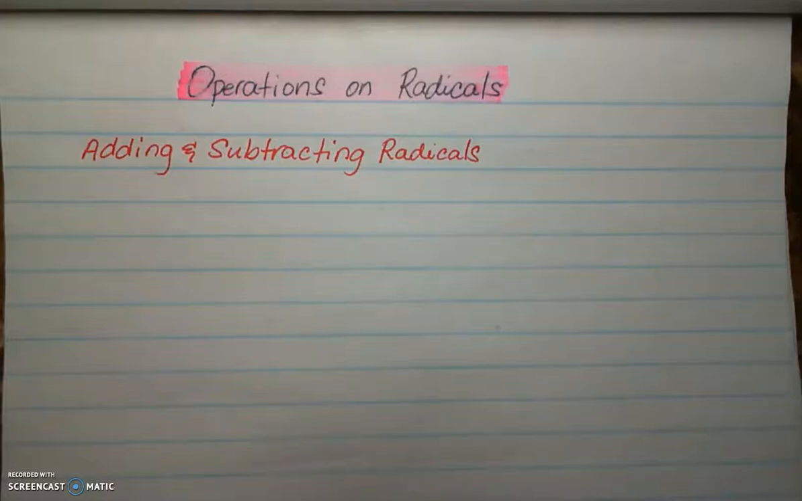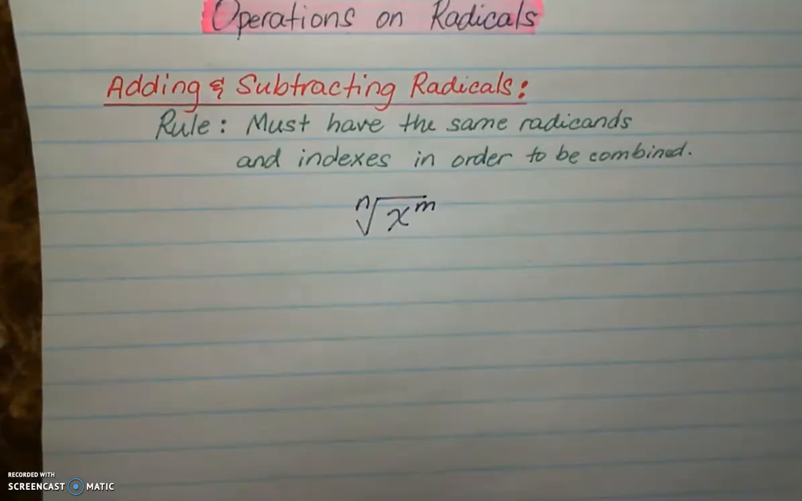Hello everyone, welcome back. Today we're going to discuss operations on radicals. The first thing we're going to do is how to add and subtract radicals. All right, so the rule that we're going to follow is that they must have the same radicands and indexes in order for radicals to be combined.